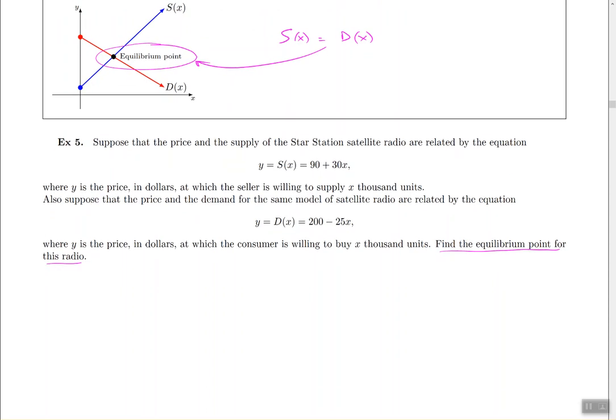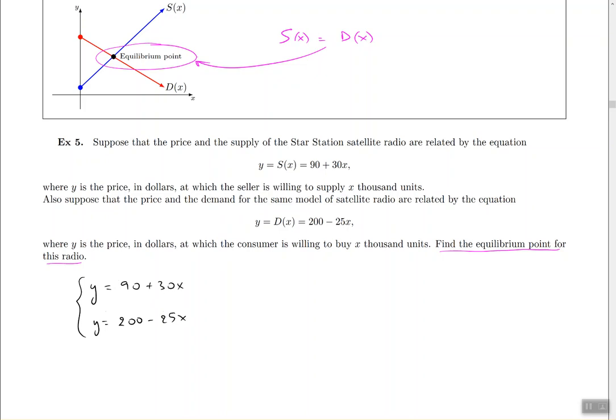So again, we can think of the problem as being y equals 90 plus 30x for the first equation, and the second equation being y equals 200 minus 25x. And since we want the demand to be equal to the supply, we can solve this problem using that trick, or we can just imagine that this is a graph of two lines and graph the lines on the TI calculator and find the intersection point.